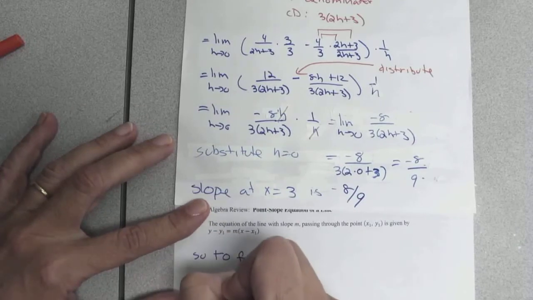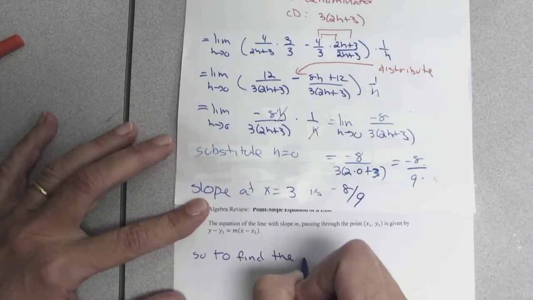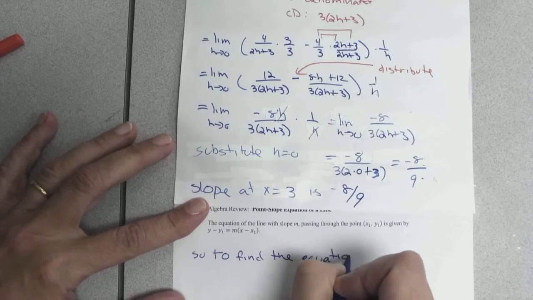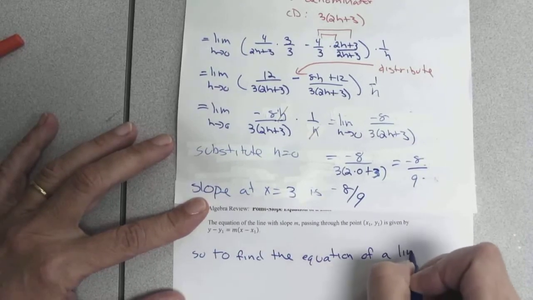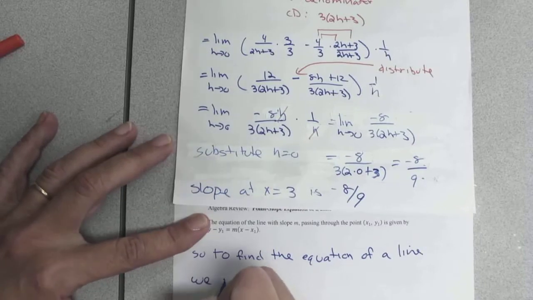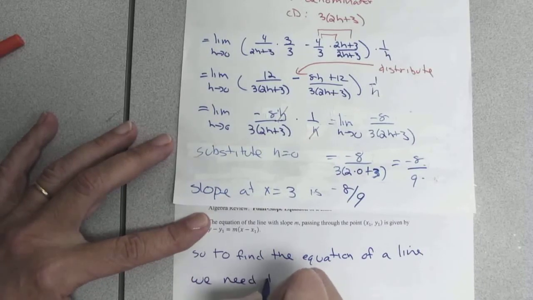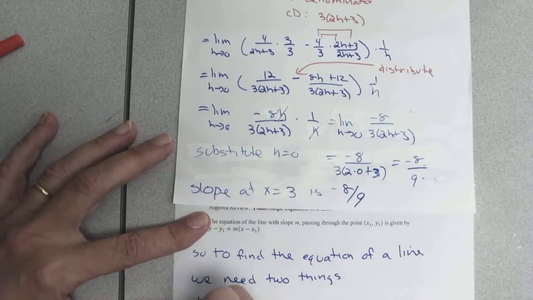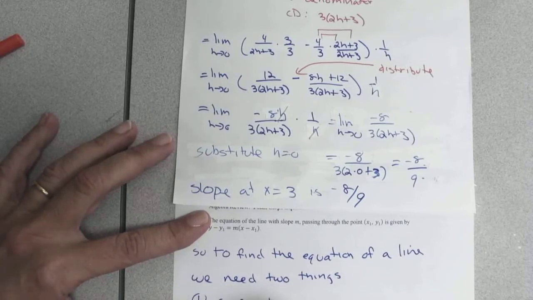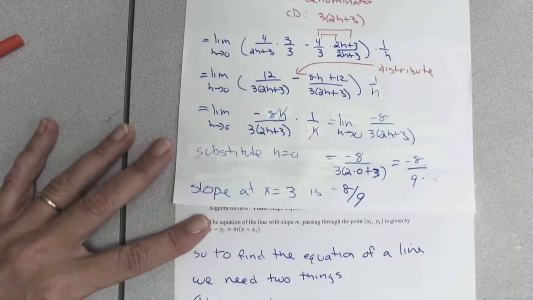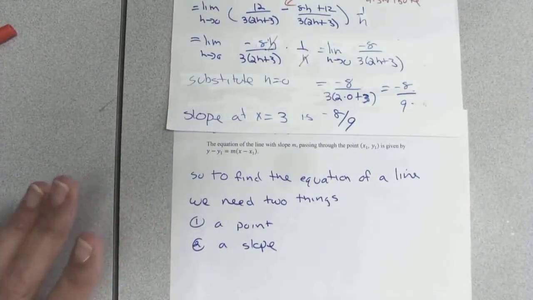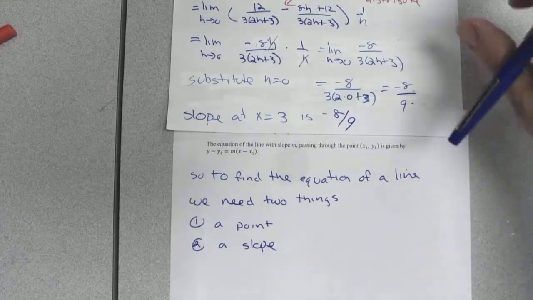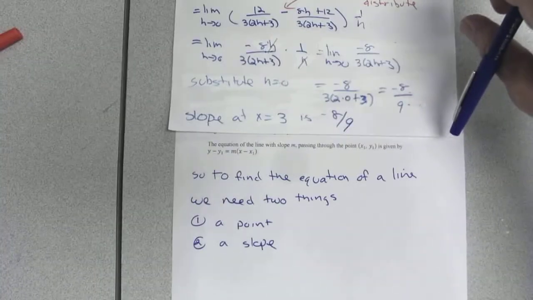So to find the equation of a line, we need two things. One, a point. Two, a slope. Yeah, sorry, I need to move that up so you can actually see it. So to find the equation of a line, we need two things, a point and a slope. Let me go out just a little bit here.